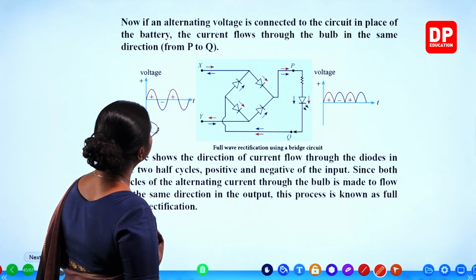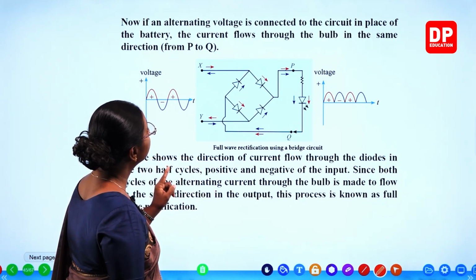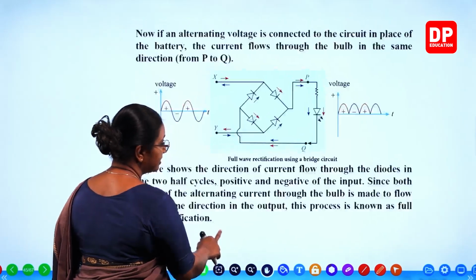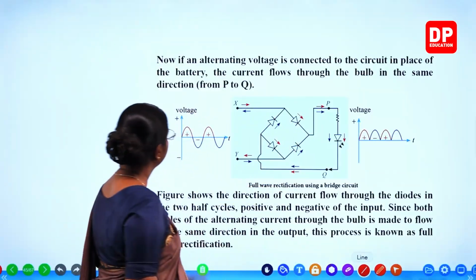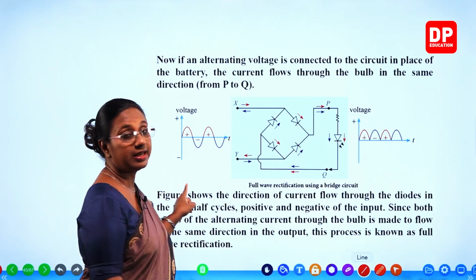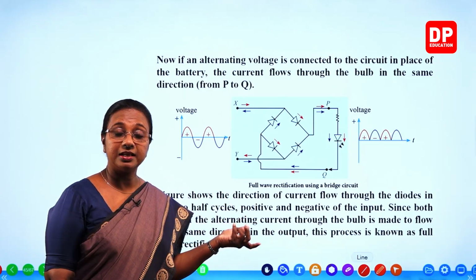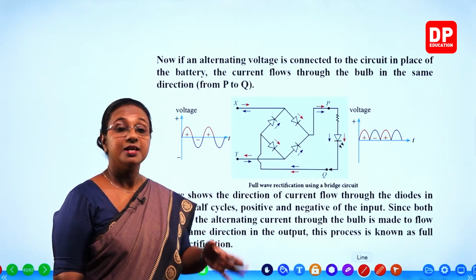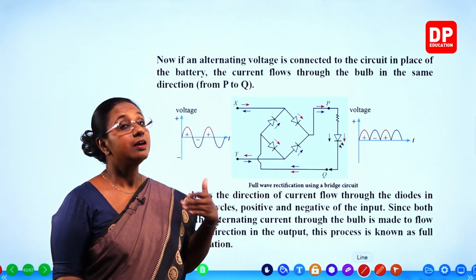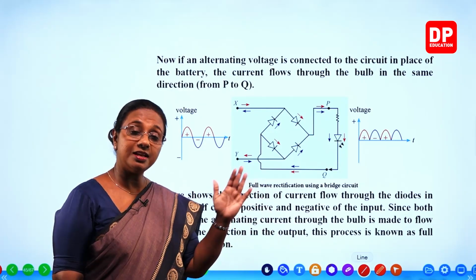So now if an alternating voltage is connected to the circuit in place of the battery, the current flows through the bulb in the same direction, that is from P to Q. So what they have done is, now what I explained before, they have combined it together. Now this is the graph for the alternating current. Here instead of current we have voltage. You can remember alternating current, it can be either the current or the voltage that will fluctuate. Since I used the galvanometer, I labeled the y-axis as current in the previous slides. Both are correct because in an alternating current, both voltage and current change direction.